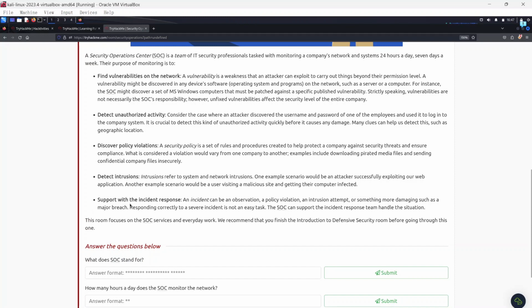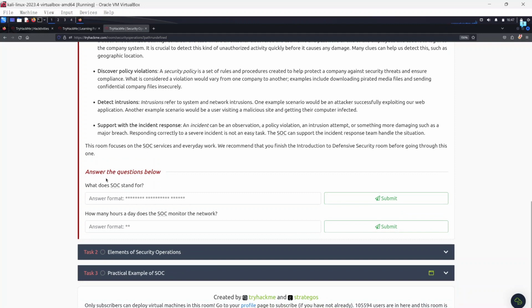Lastly here would be to support the incident response. Now, an incident can be an observation, a policy violation, an intrusion attempt, or something more damaging, such as a major breach. Responding correctly to a severe incident is not an easy task, so the SOC can support the incident response team to handle the situation. This room focuses on the SOC services and everyday work. We recommend that you finish the introduction to defensive security room before going through this one. We already did that, and answer the following question: what does SOC stand for?